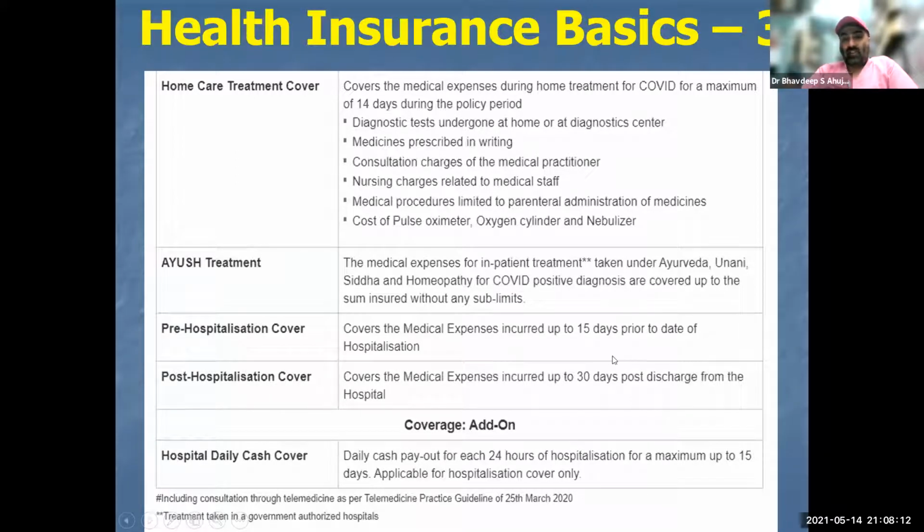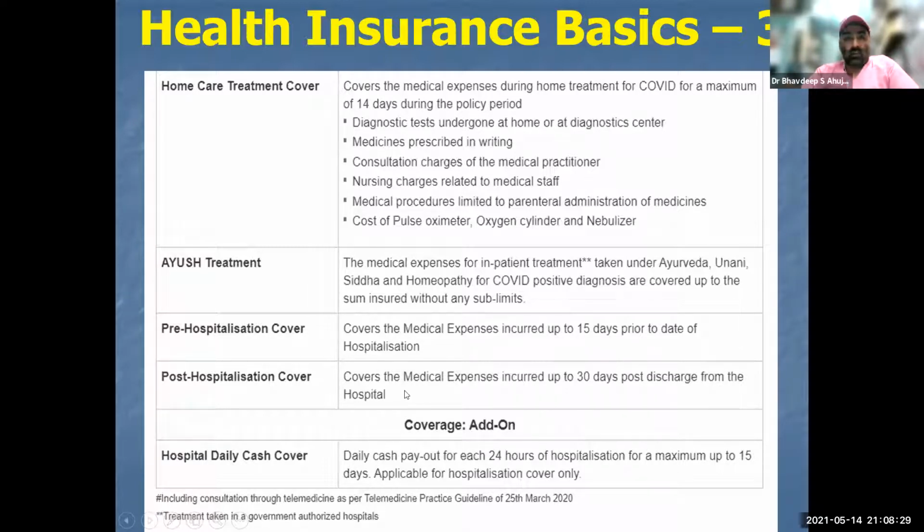Pre-hospitalization expenses incurred up to 15 days were covered. Post-hospitalization up to 30 days was covered. Plus your stay in the hospital, let's suppose it was maybe 10 to 15 days. So a total of 60 days coverage was there.